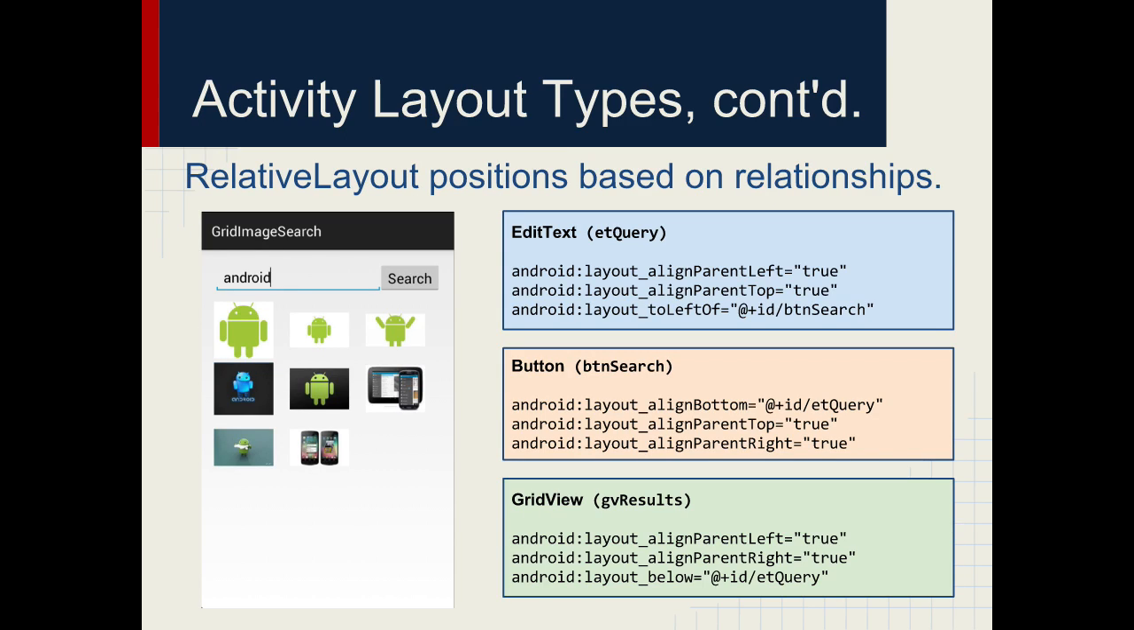Sweet. So in this example, we have an edit text, a search button, and a grid view. We can see that for the edit text, we want it to be laid out to the left of the search button. And then the grid view, we want this to be laid out below the edit text. Any questions on this?